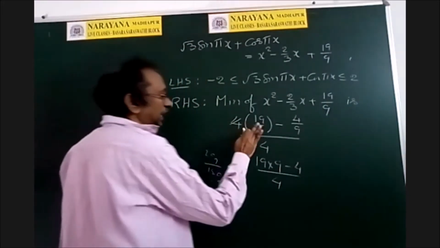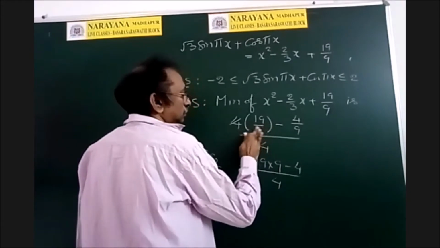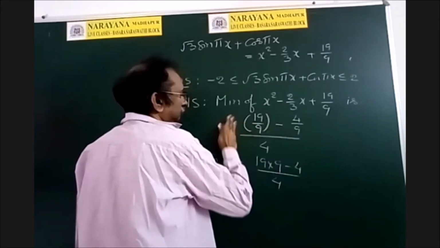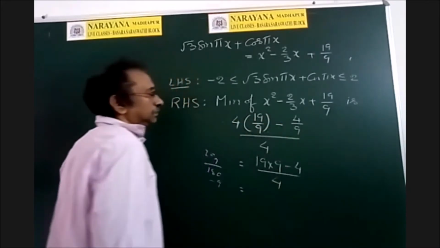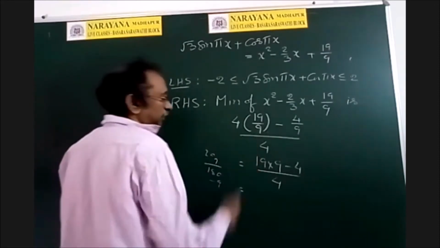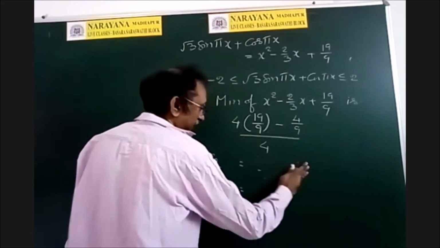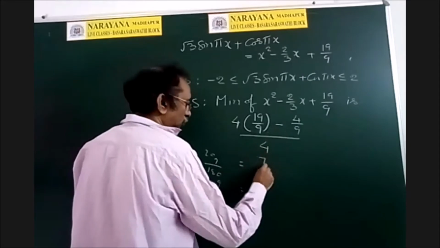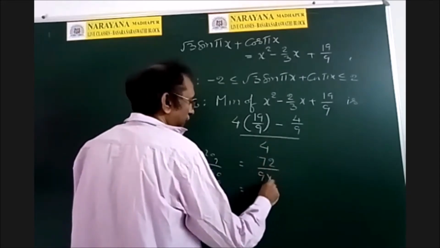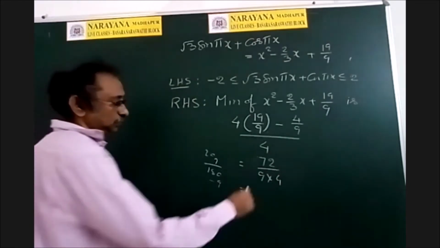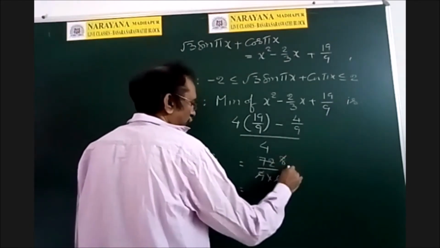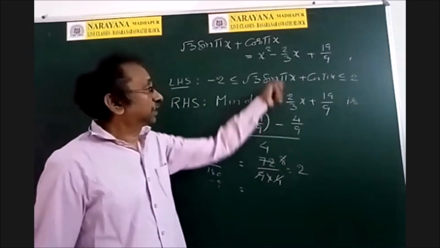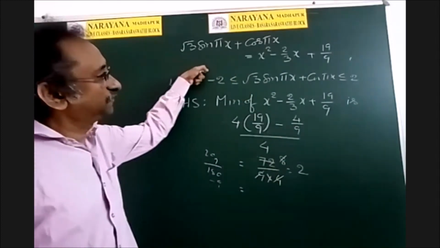Okay. So x square minus 2 by 3 x plus 19 by 9, and therefore 4ac is 19 by 9 minus b square, that is 4 by 9, by 4a. And now the fraction changes. So 76 minus 4, that is 72 by 9 into 4. So 9 cancels 8 times, 4 cancels 2 times. And therefore the minimum value of the right hand side is 2.